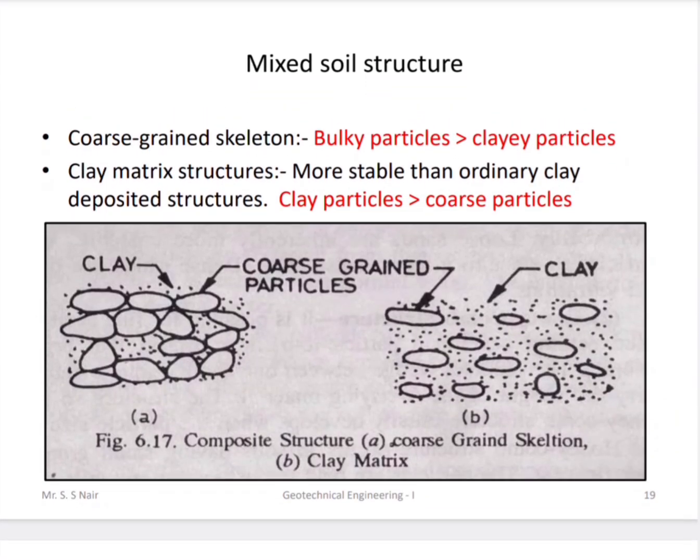Mixed soil structure, which may be quartz grain and clay matrix. Here you can see the quartz grain figure and clay matrix, where clay particles are more and quartz particles are less.